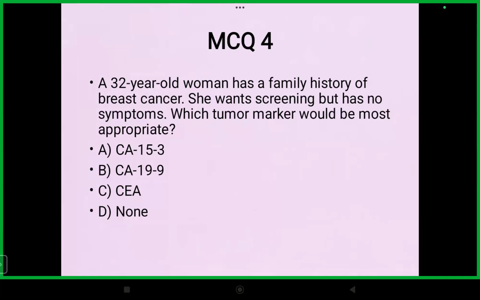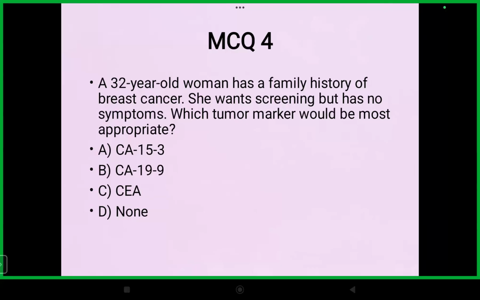Last MCQ. A 32-year-old woman has a family history of breast cancer. She wants screening but has no symptoms. Which marker would be the most appropriate? CA 15.3, CA 19.9, CEA, none. Okay. So here we know that the patient doesn't have any symptoms. She wants to do a screening test and she's very young. She has a family history of cancer.